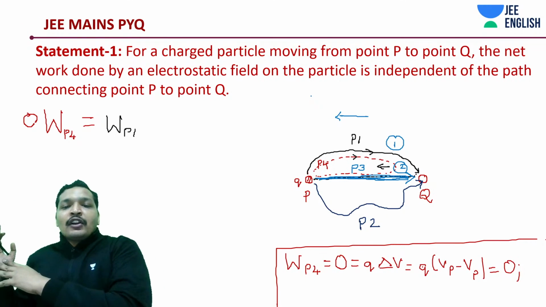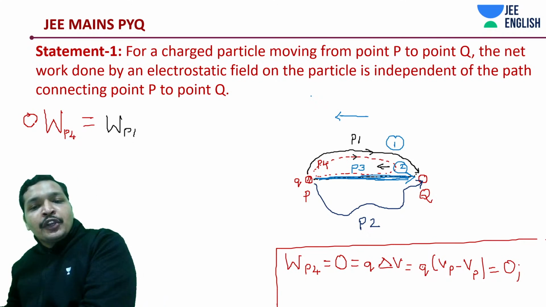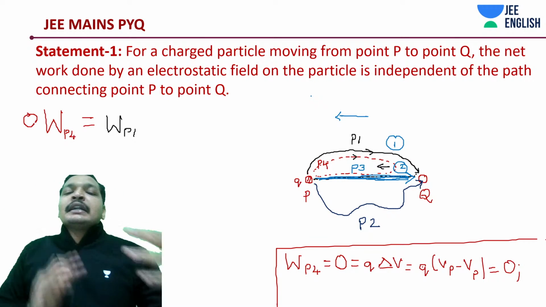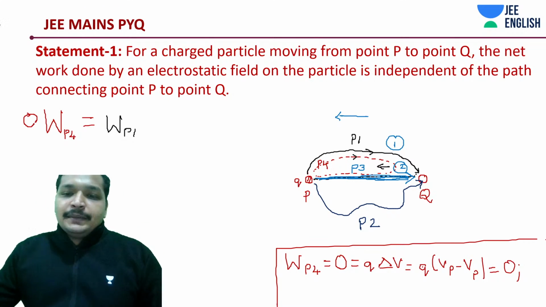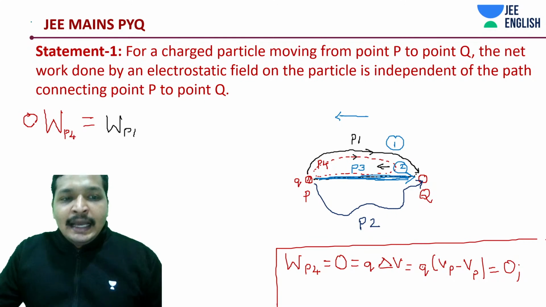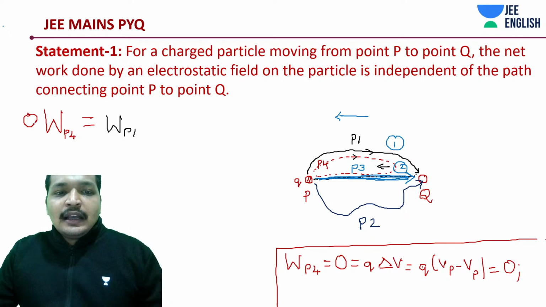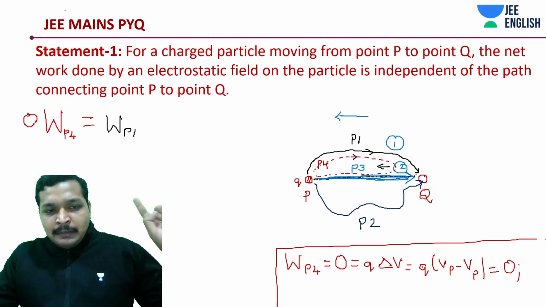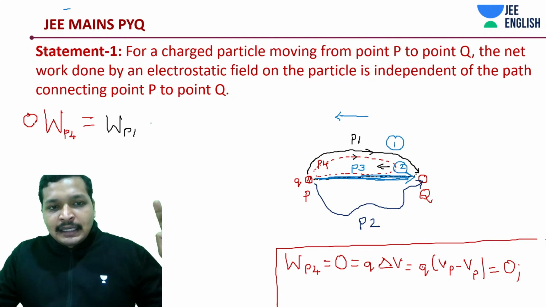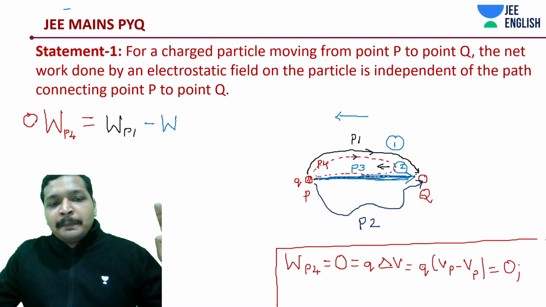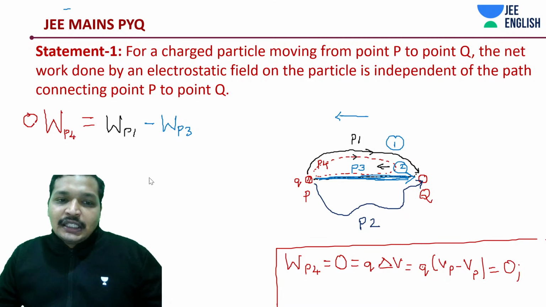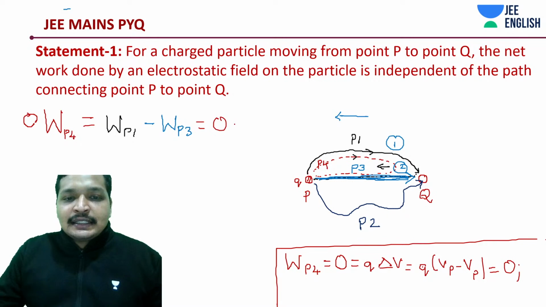So let's say instead of moving from P to Q, you are moving from Q to P. Work done in moving from P to Q is the negative of work done in moving from Q to P. Hence we can say work done in path P4 is two things: work done in path P1 minus work done in path P3, which is equal to 0. Right? This is 0.